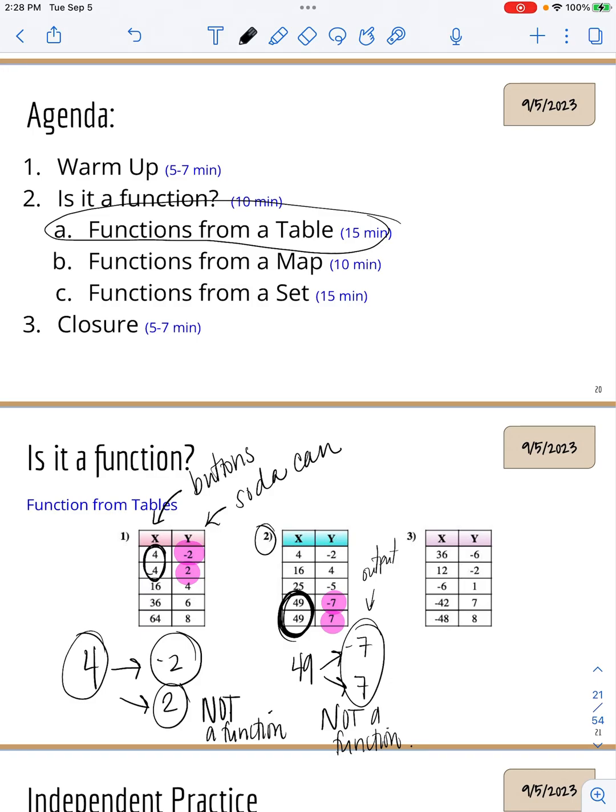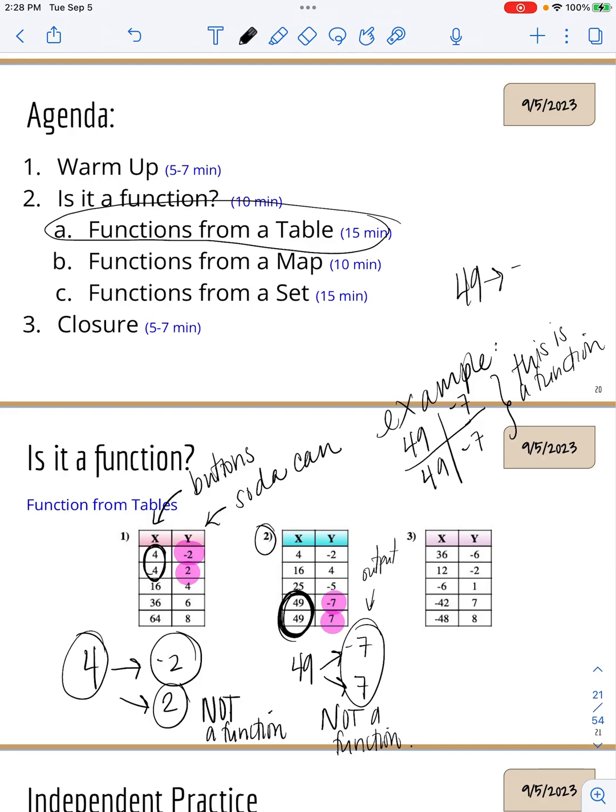If, and this is an example, because you may see it in the future. If, for example, instead I had my table and I had 49, 49, but for my output I had -7 and -7, then this is a function. Because I get the same answer for both. Or for the same button, I have the same answer. So pretty much for 49, I can only get -7. So therefore, that would be a function. But because we have 2 different numbers in both examples that we've seen so far, that means it's not a function. Let's move on to the third example.